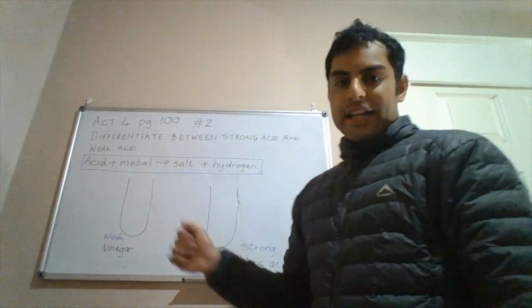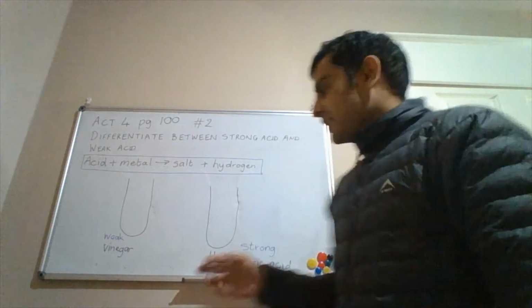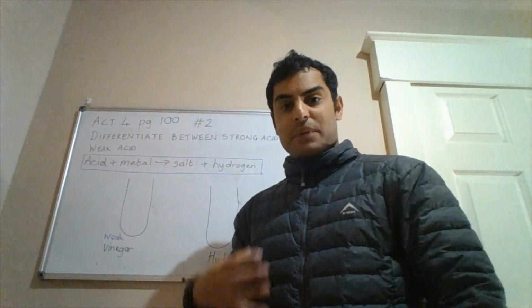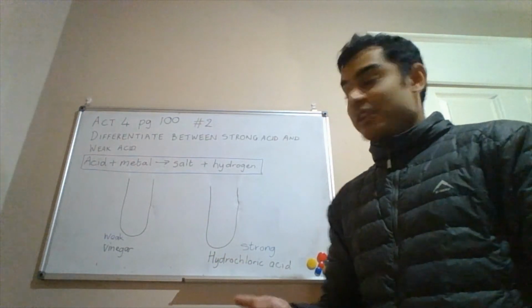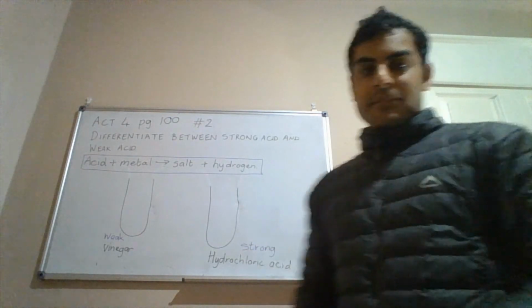For the weak acid, we would expect it to bubble very slowly, and for the strong acid, we would expect it to fizz quite a bit, to bubble very quickly. And that's the way we would differentiate between the weak acid and the strong acid.